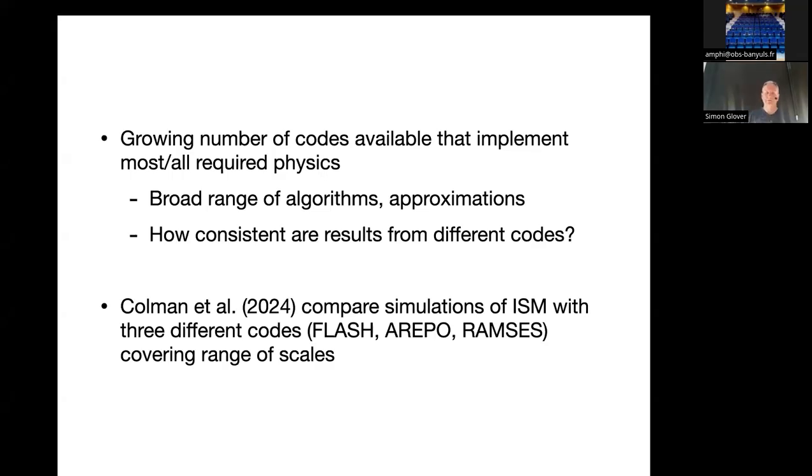Colman last year compared simulations of the ISM with 3 different codes covering different scales and looked at the properties of GMCs formed in these codes.